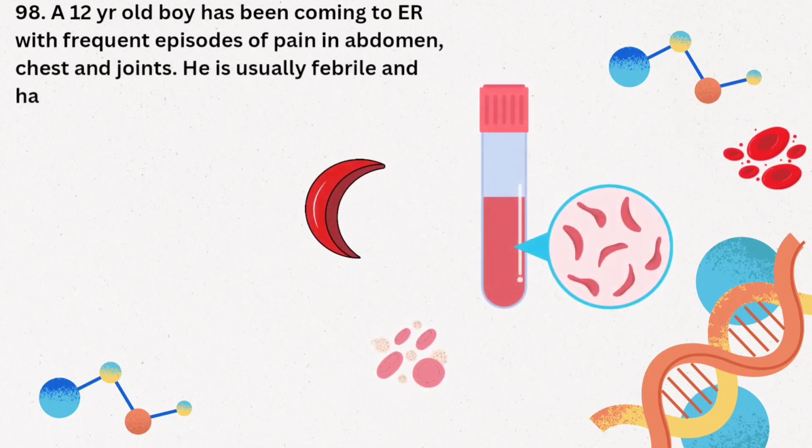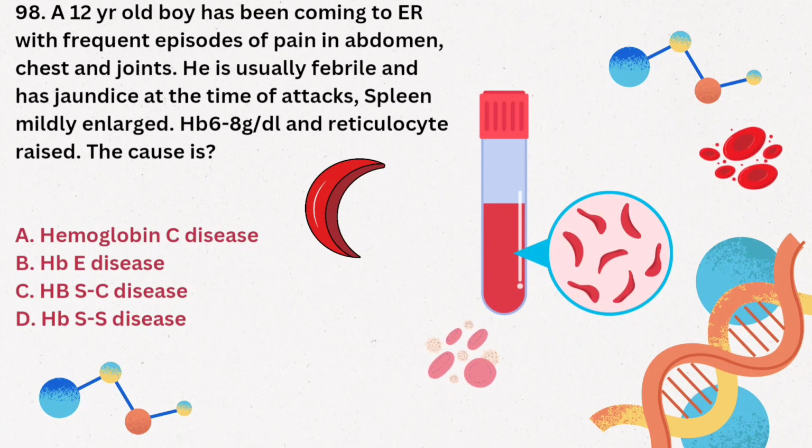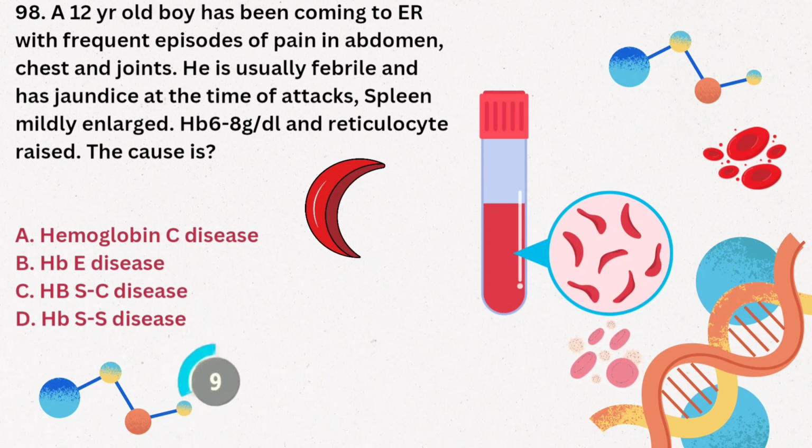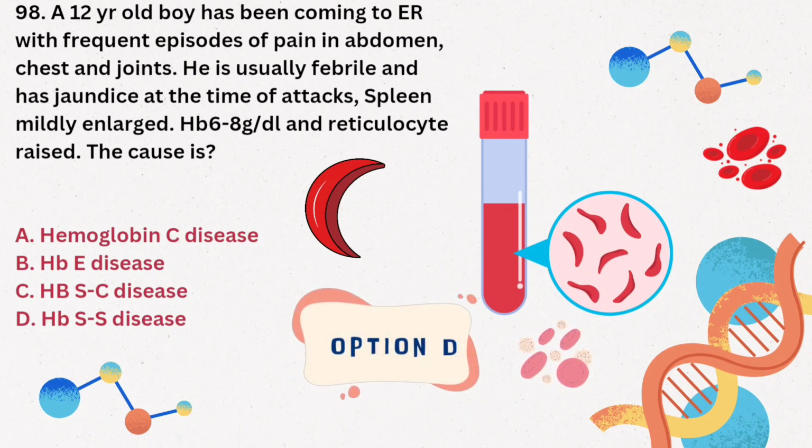A 12-year-old boy has been coming to the emergency with frequent episodes of pain in the abdomen, chest, and joints. He is usually febrile and has jaundice at the time of attacks. Spleen mildly enlarged. Hemoglobin 6.8 g/dL and red count raised. The cause is A. Hemoglobin C disease. B. HbE disease. C. HbSC disease. D. HbSS disease. Option D is the right answer.